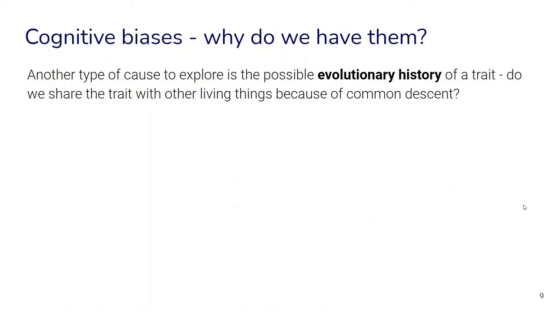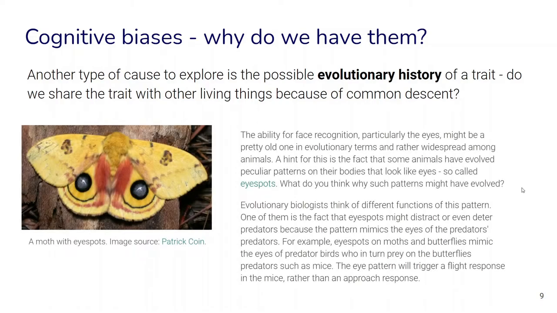Another type of cause we can explore is the possible evolutionary history of a trait. So do we share this trait with other living things because of our common ancestry, common descent? And here again, for this ability for face recognition, this might indeed be a pretty old one in evolutionary terms and rather widespread among animals. And a hint for this is patterns like these.